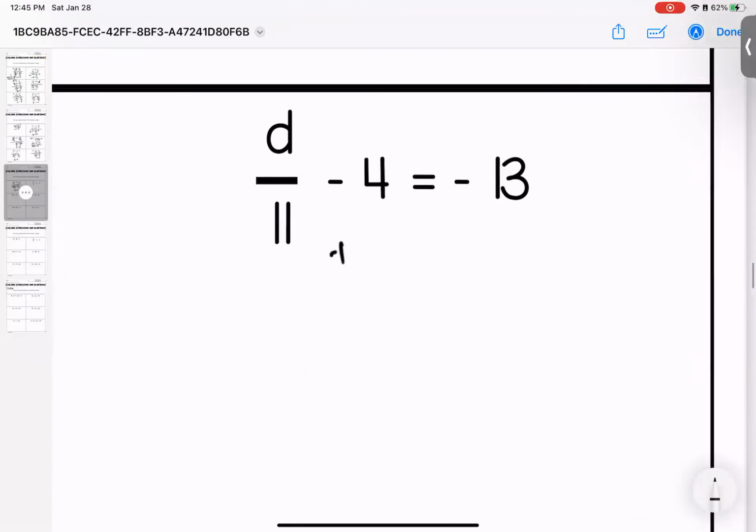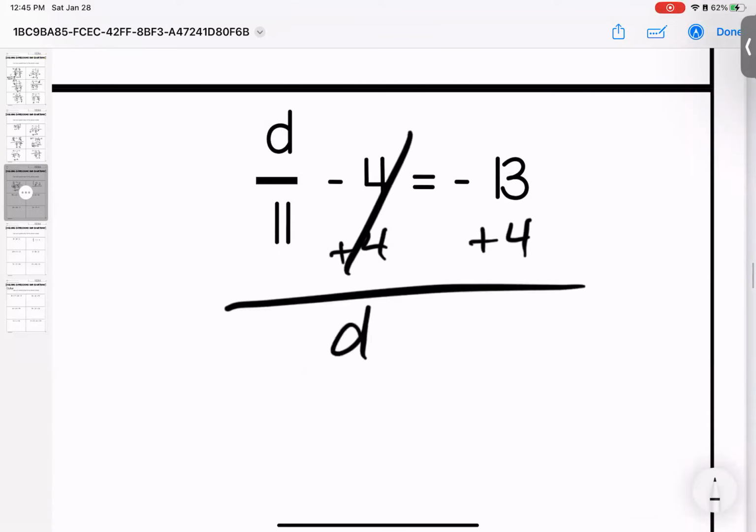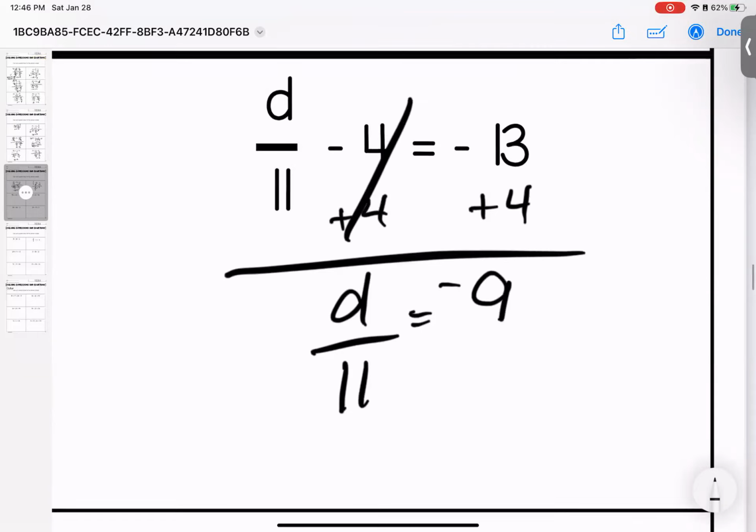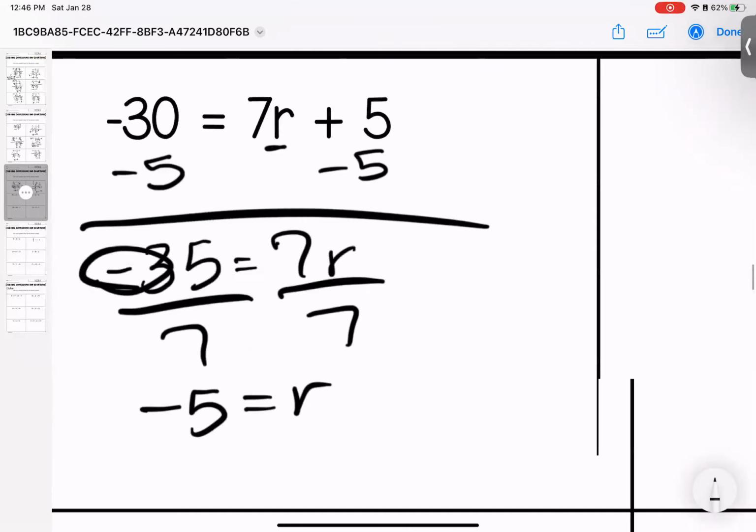Over here, constants first. When I do that, these cancel out. 13 minus 4 is 9, and it's negative because the larger sign is negative. When I see a fraction, the opposite is multiply. D is equal to negative 99.